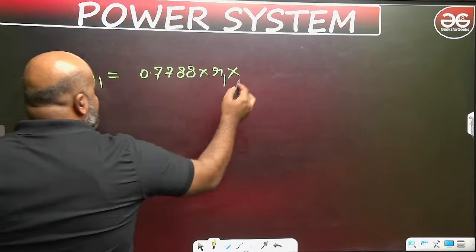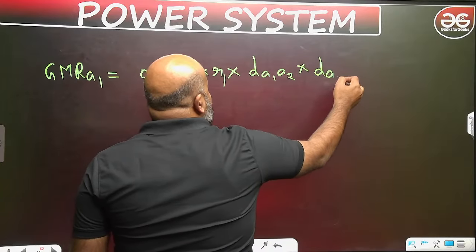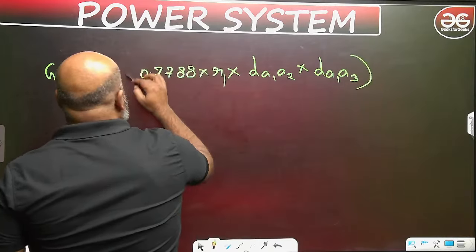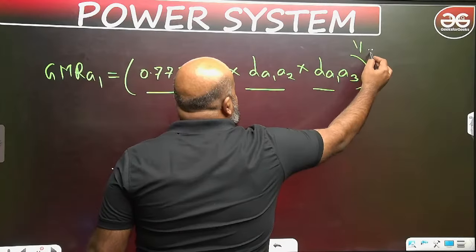Yes or no? The distance between A1, A2 and the distance between A1 and A3. How many distances are there? 1, 2 and 3. What is the effective root? 1 by 3.